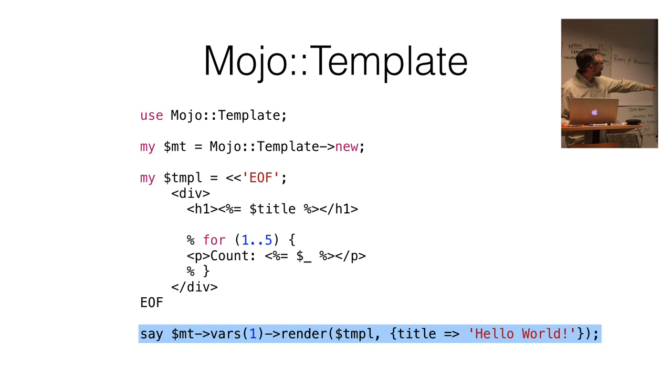Oh, and for comparison, Template Toolkit is about 2.5 megabytes to install, slightly larger than the entire Mojolicious distribution. Template Toolkit can do a lot more. It has LaTeX parsing and all kinds of stuff. It's a hefty solution if you're just doing HTML templating. It's a lot.